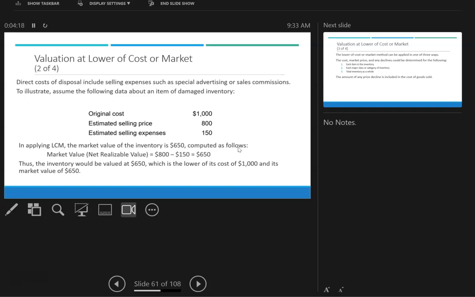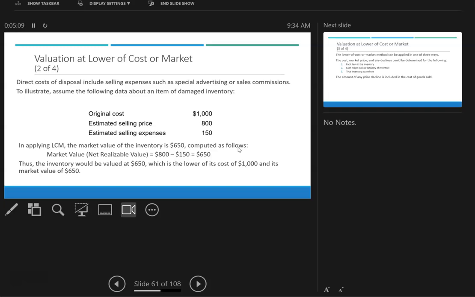Here's an example. Direct costs of disposal include selling expenses such as special advertising or commissions. Here's some information. We have some damaged equipment sitting in inventory at a cost of $1,000. Our plan is to sell it for $800, and it's going to cost us $150 to sell it. So the lower of cost or market is $650: what we are selling it for, the $800, minus our cost to sell it. $650 is the lower of cost or market.